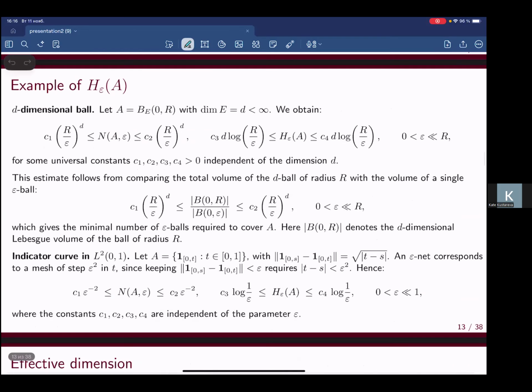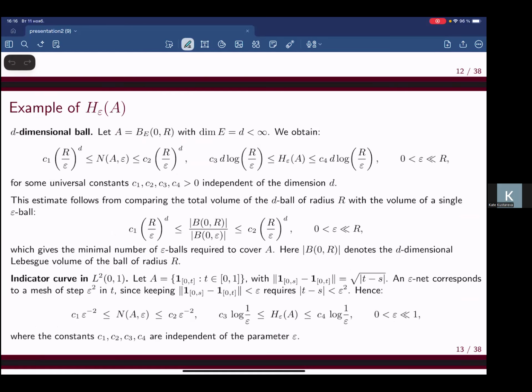Let's look at some examples of Kolmogorov entropy. First, consider a d-dimensional ball. A equals B_E(0, r), where the dimension of E is d. In this case, we can estimate the covering number. So N(A, epsilon) is roughly proportional to (r over epsilon) to the power d. And then taking a logarithm, we get that our entropy behaves like d times log of r over epsilon. And this result comes directly from comparing the total volume of the d-dimensional ball of radius r with the volume of a single epsilon ball. So that's how we get the minimal number of coverings.